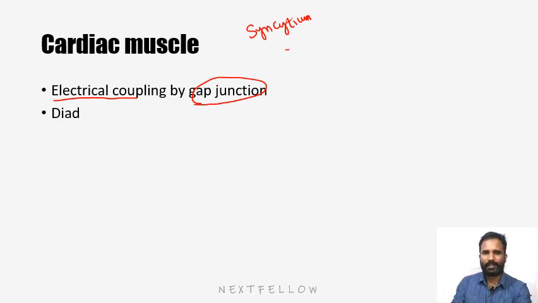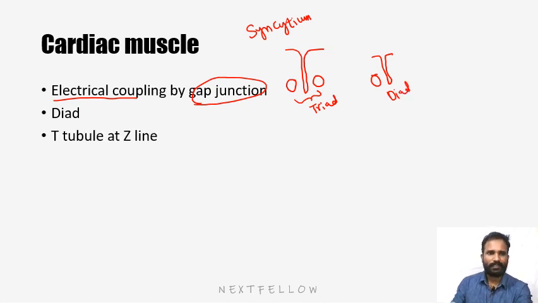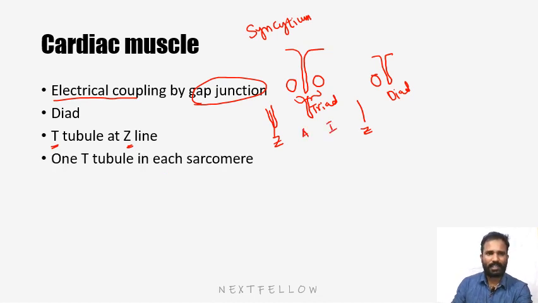In skeletal muscle there is a T tubule with two terminal cisternae. We call this system a triad. But in cardiac muscle it will be one T tubule with one cisterna. We call that a diad. And the T tubule is located at the Z line. In a sarcomere, which is present between two Z lines, the T tubule will be present at the Z line, whereas in skeletal muscle it will be present at the junction of the I and A bands. So in cardiac muscle, there will be one T tubule in each sarcomere.